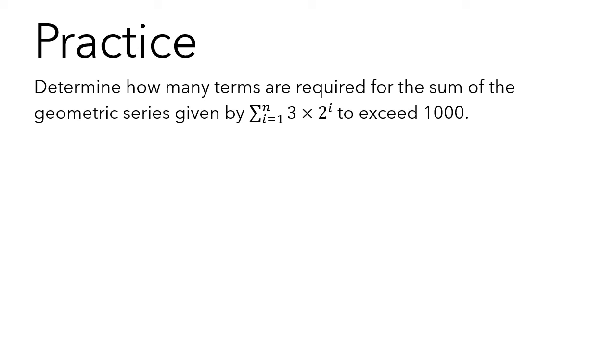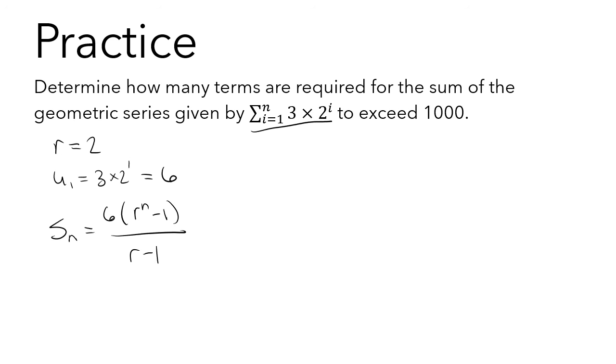Determine how many terms are required for the sum of the geometric series given below by this expression to exceed 1000. So our ratio is going to be 2. Let's figure out what our first term is. 3 times 2 to the 1, because we plug in i equals 1, gives us 6. Now let's set up our formula. The sum is going to be the first term times r to the n minus 1 over r minus 1. You'll notice that I wrote these backwards. That's actually an equivalent expression, but you'll see that in this question it's easier.